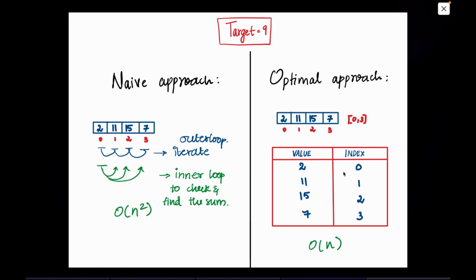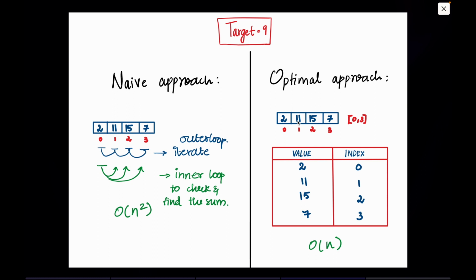So what we can do here is go through every element, and after going through the element, we can add it to the hash map as values mapping to the indexes. So we can just look up with the values themselves. So what we are going to do, we will compare 9 and 2. 9 minus 2 is 7.